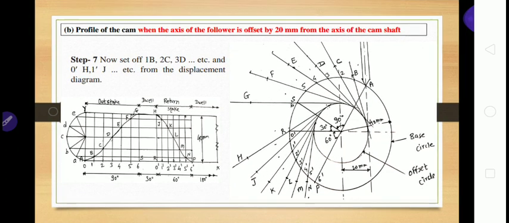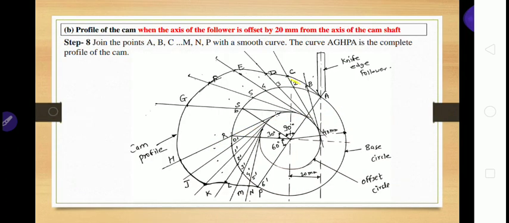This is the 7th step. In last step you have to draw one smooth curve passing through all these points whatever you have marked from displacement diagram, and this smooth curve will represent the cam profile. This smooth curve you have to draw with the dark pencil, isn't it? This will be the cam profile whenever there is an offset for the follower by 20 mm from the axis of camshaft. Instead of 20 mm, if suppose it is offset of 30 mm, then you will draw this base circle of radius 30 mm, isn't it?